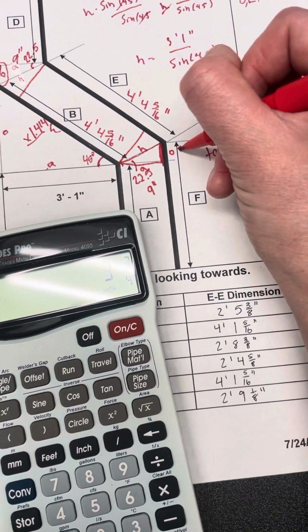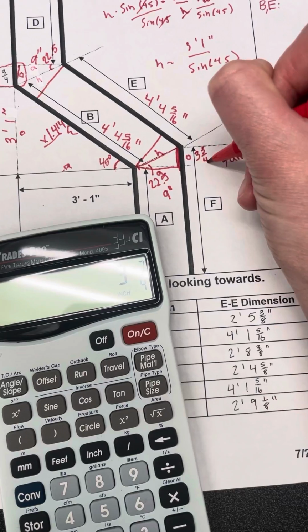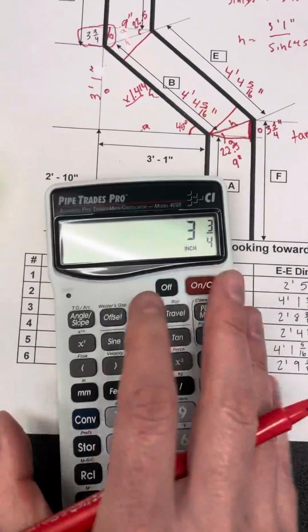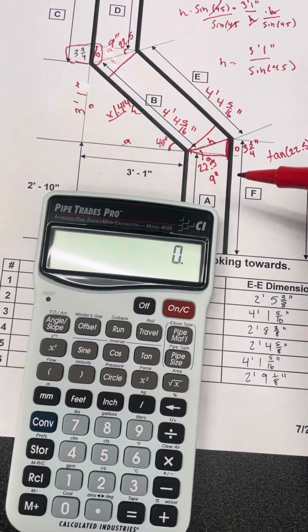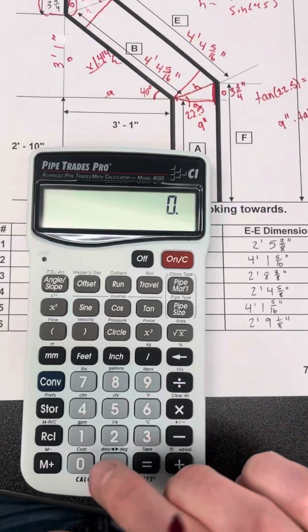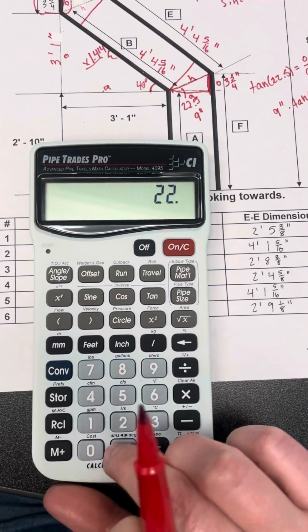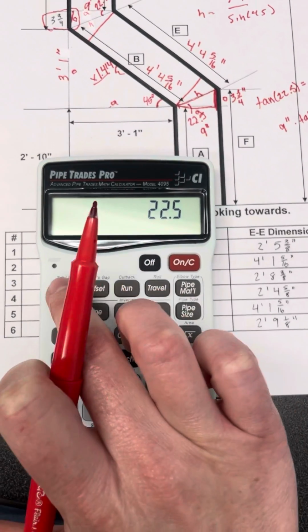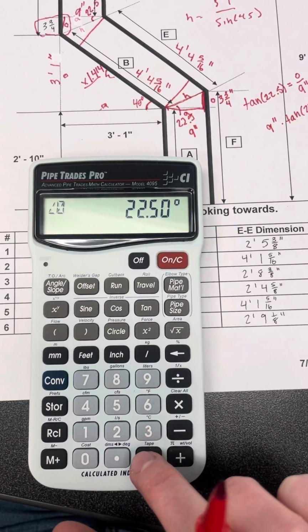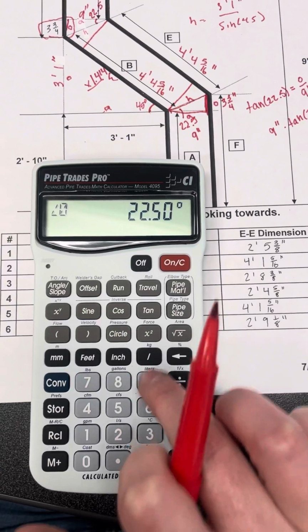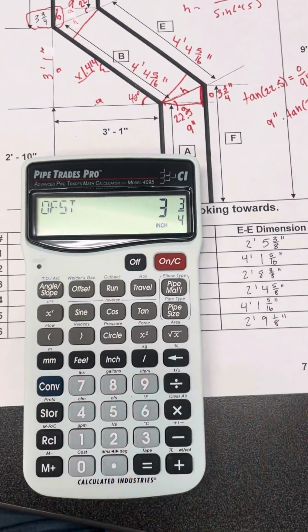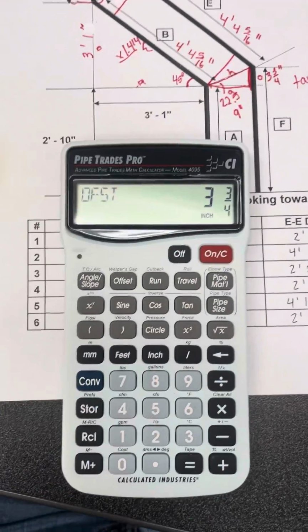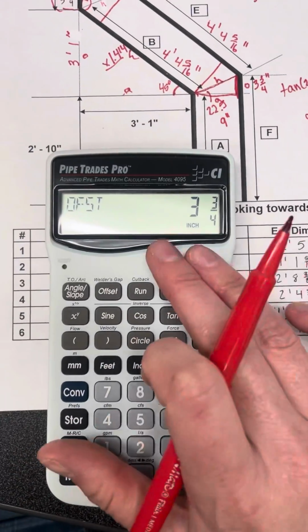Now, we could also have done this using the pipe trades functions. So 9 inches is my run, and I want to find my offset, and I know my angle is 22.5. I would do 22.5 is my angle, and then 9 inches is my run. Then my offset is 3 3/4 inches. So that's just another reminder of a different way we can find this.